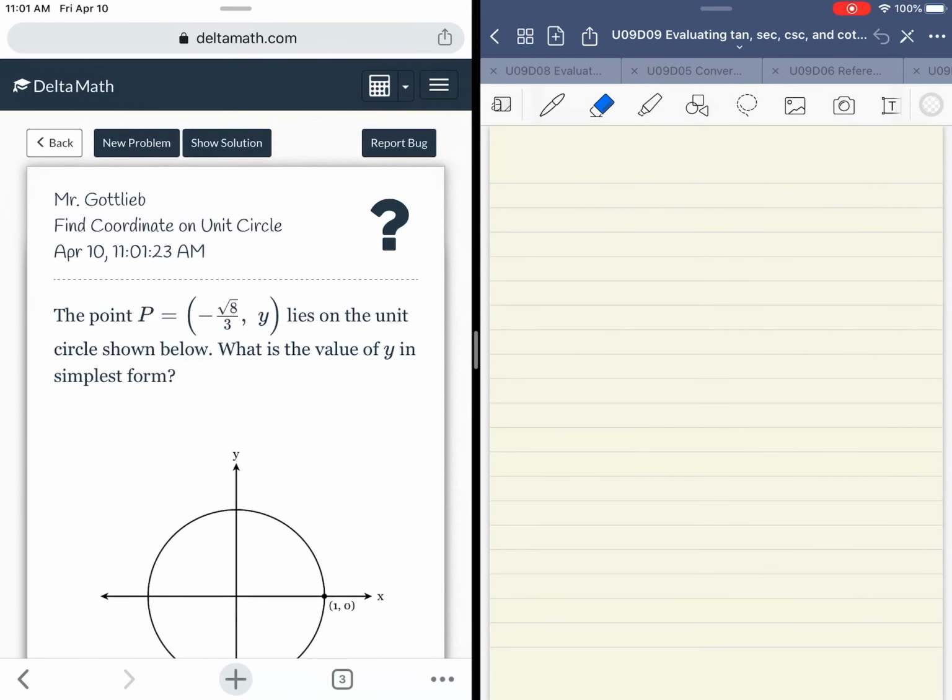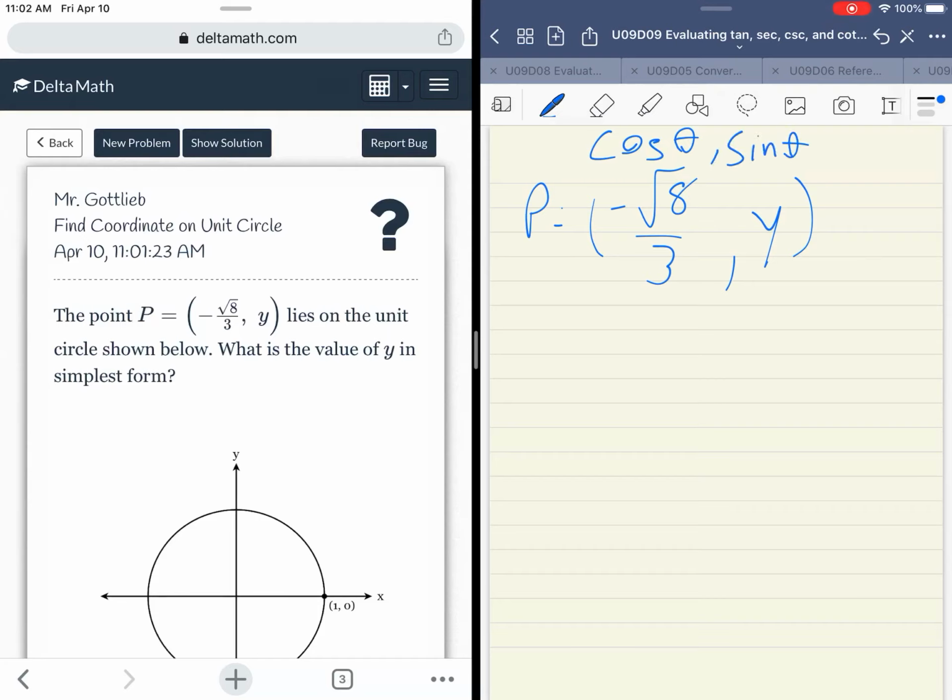By request, I will be going over the assignment on Delta Math called Find Coordinate on the Unit Circle. We are given the point P at the coordinate negative radical 8 over 3, comma, y. So we only know the x value, which happens to be the cosine value of the central angle theta, and we don't know the sine value. There are a couple ways we can find out what y is.